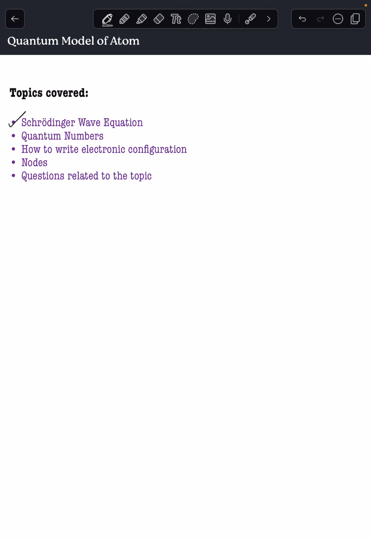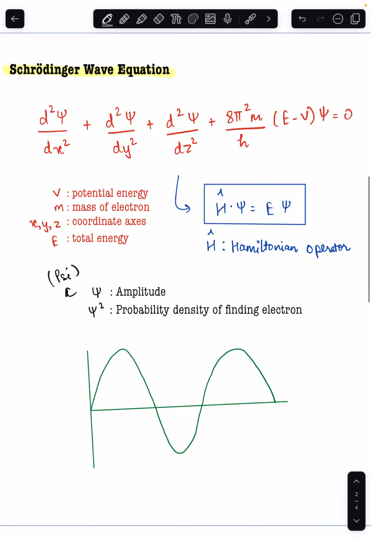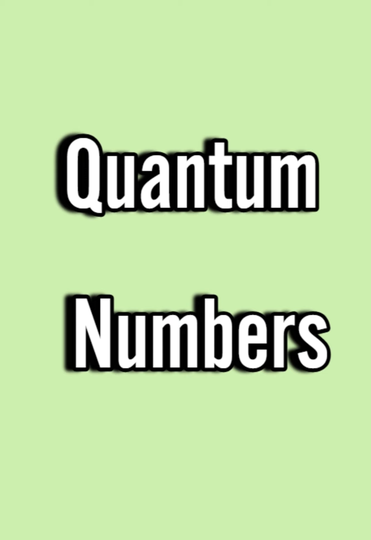Now when we move towards quantum numbers, you will understand the significance of this wave equation and the significance of this psi. Otherwise we wouldn't have been studying it if it was not significant. But as I said, the whole quantum model is based on this one Schrodinger wave equation. So it is a very important equation. This psi thing is very important, as you will understand as we move through the video.